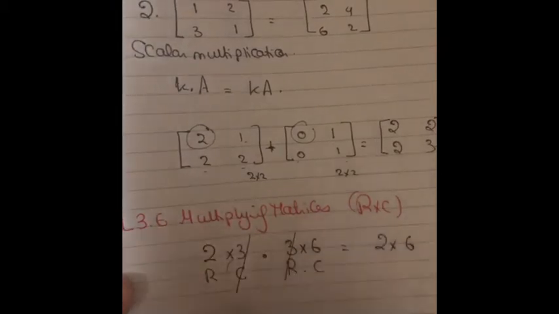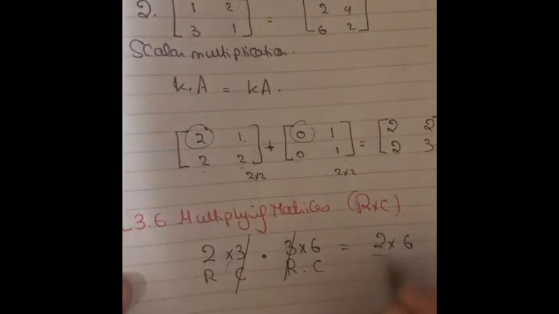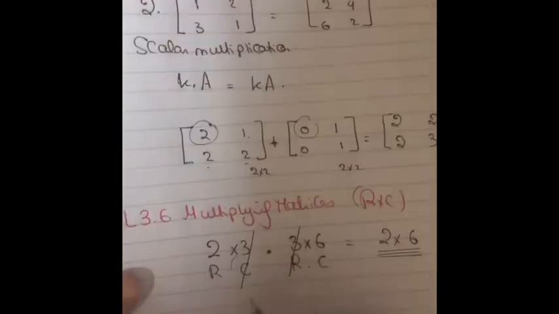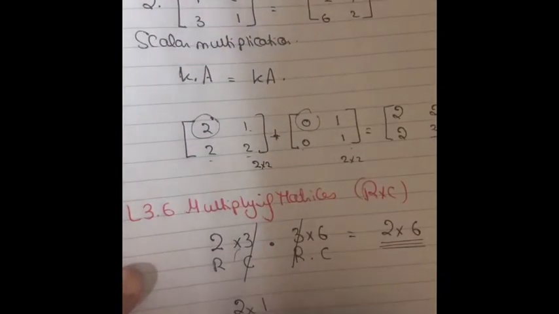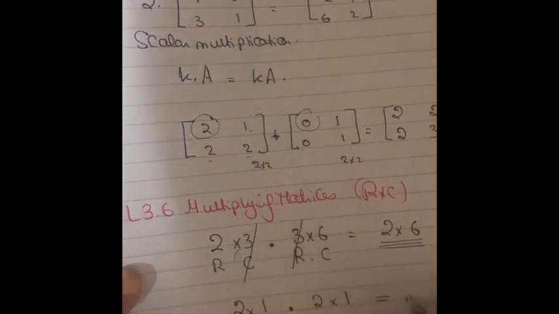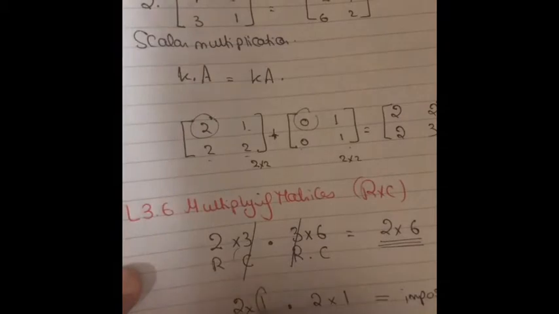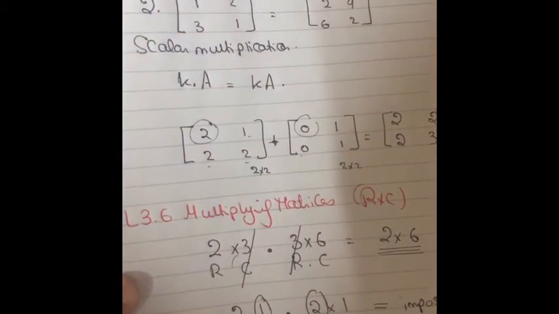Remember when I used to cancel this with this? And this is a 2 by 6 matrix. For example, I have a 2 by 1 and I want to multiply it by a 2 by 1. That's impossible, because these two numbers are not equal to each other.